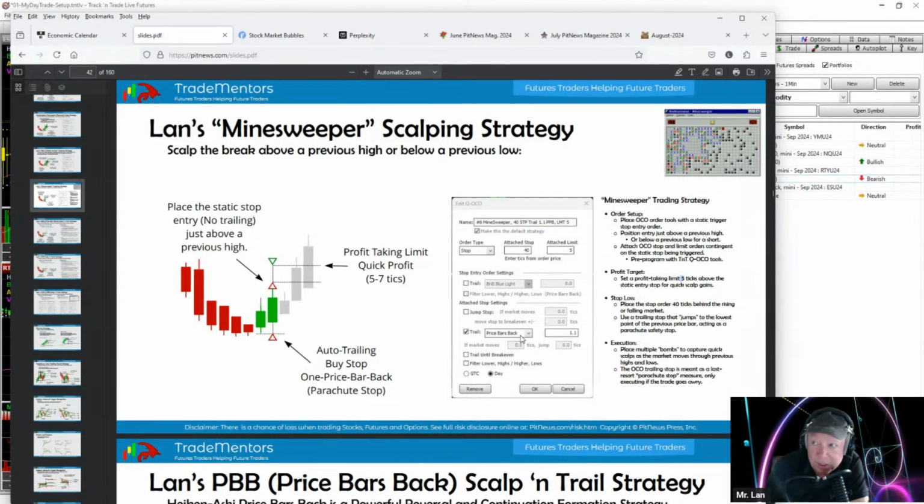I also have price bars back so it jumps a little bit in here on the trail. We didn't do that yesterday. We just had it sitting static because we didn't have it move. All right, so we'll see how that works.